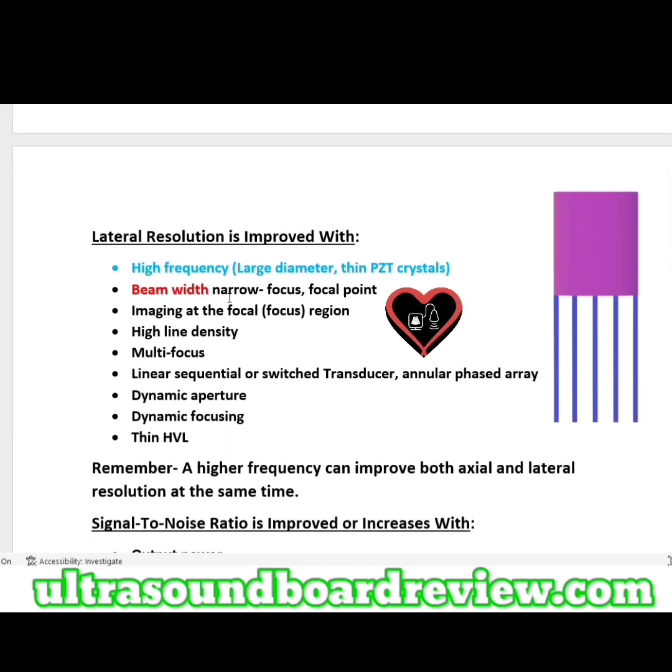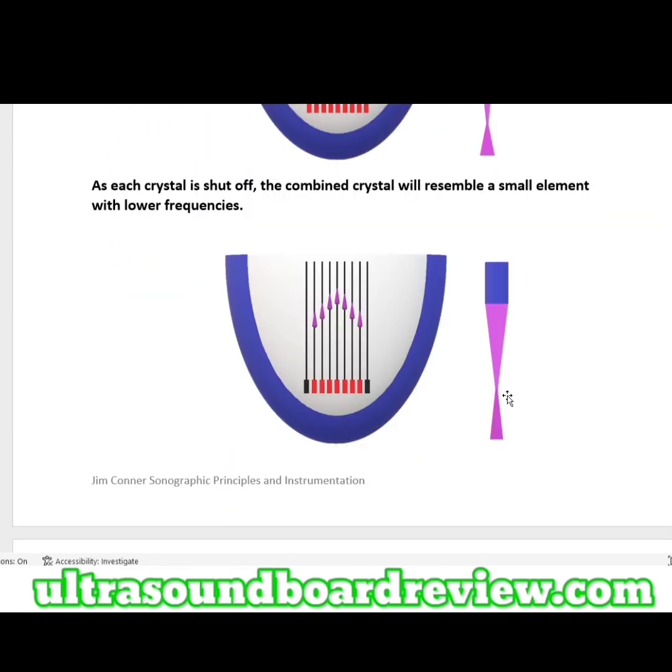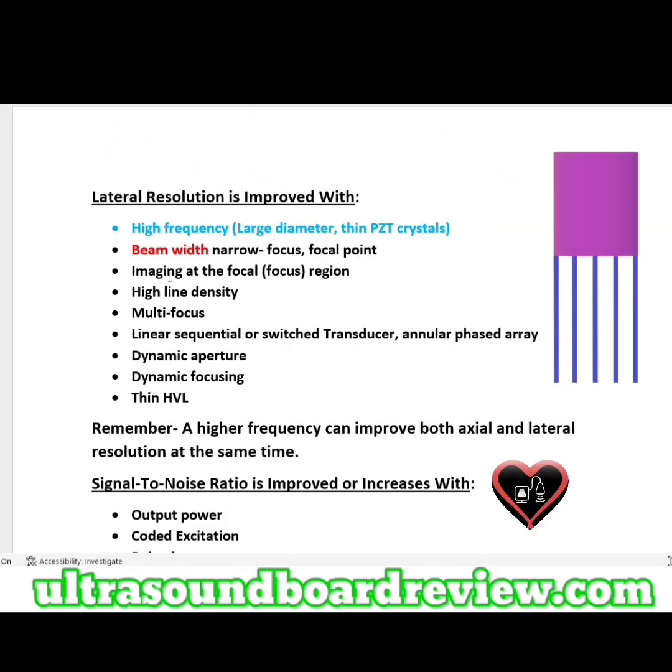So the beam width is what determines lateral resolution, and the way you can get your beam width to be at its narrowest, you use a high frequency. You crank up your frequency, your operating frequency, not the pulse repetition frequency, your operating frequency. That will narrow your beam. The way we get a high frequency, you use a large diameter, thin PZT crystal. That will allow your beam to be at its narrowest. So here I listed imaging at the focus. That will improve lateral resolution.